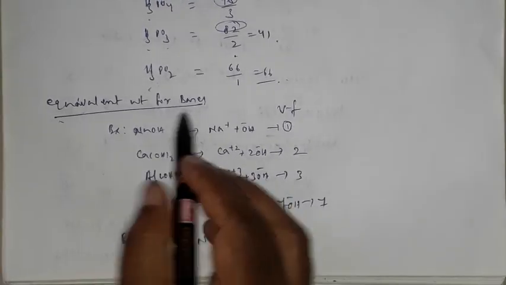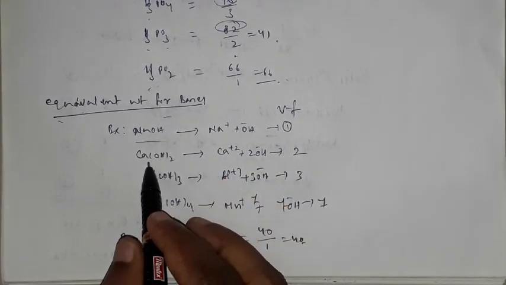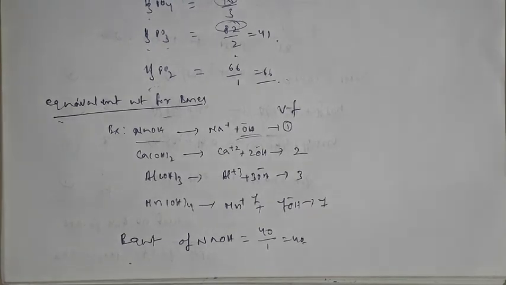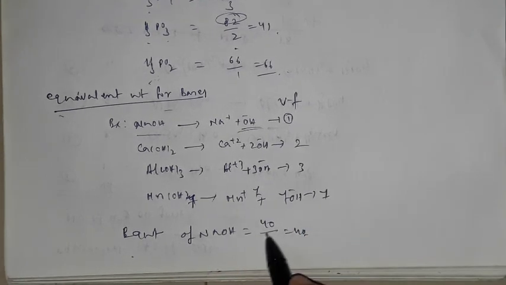Now equivalent weight for the bases, so NaOH. In this case the number of OH minus ions comes under valency factor. So here the valency factor of NaOH is 1, of Ca(OH)2 is 2, of Al(OH)3 is 3, and of Mn(OH)7 is 7. So the equivalent weight of NaOH is 40 by 1, that is 40.